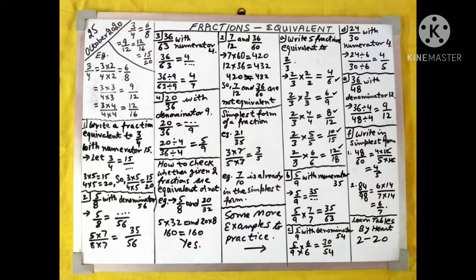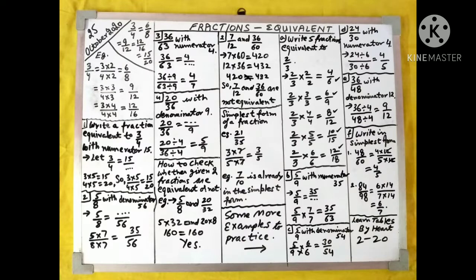See the third example, very important one. Write a fraction equivalent to 36 by 63 with numerator 4. So 36 by 63 is equal to 4 by dash. We know that 36 divided by 9 will give us 4. So 63 divided by 9 will give you 7. So the required fraction is 4 by 7, right?